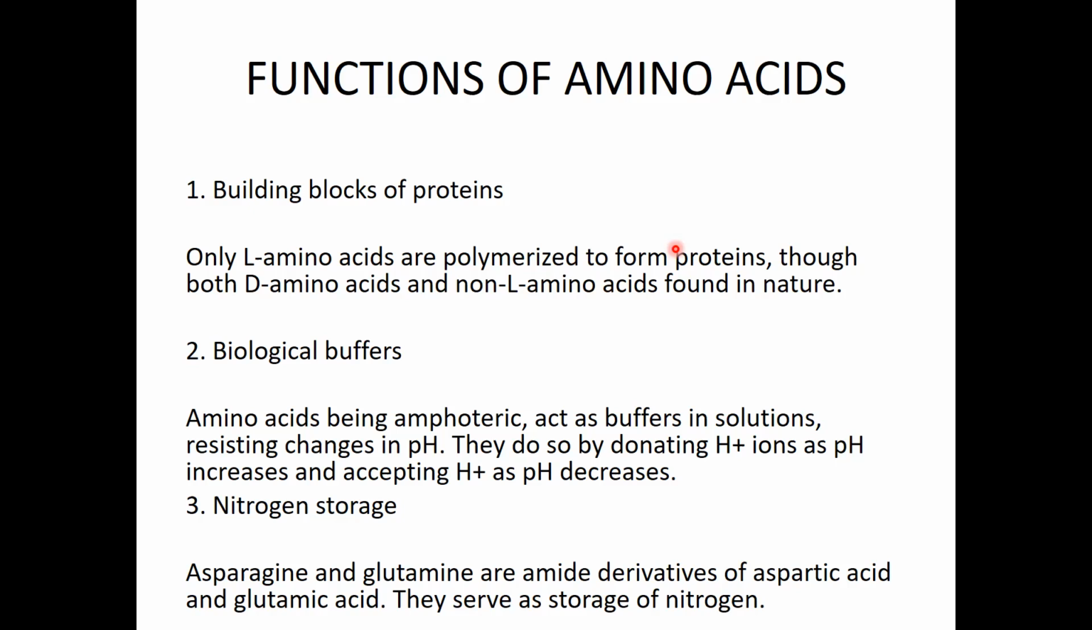Number two, they are biological buffers. Amino acids, being amphoteric, act as buffers in solutions, resisting changes in the pH. They do so by donating H ions as pH increases and accepting H ions as pH decreases. So they are biological buffers. Similarly, number three function is they store nitrogen, like asparagine and glutamine. They are amide derivatives of aspartic acid and glutamic acid, and they serve as the storage of nitrogen.